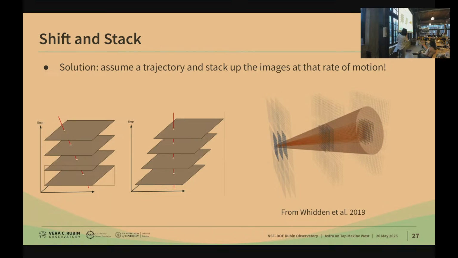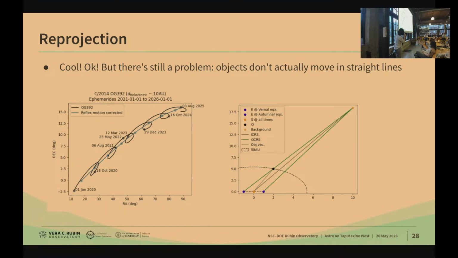We take an image, and as you can see, this is kind of a demonstration of the actual shift and stack algorithm, but the object moves across the image this way. If you just move the images over and stack them, it looks nice. So our solution is, let's assume thousands to millions to billions of trajectories and guess all of them and see what comes out, which sounds like a great idea. Until you actually consider, wait a minute. Objects don't actually move in linear trajectories across the sky. So that kind of sucks.